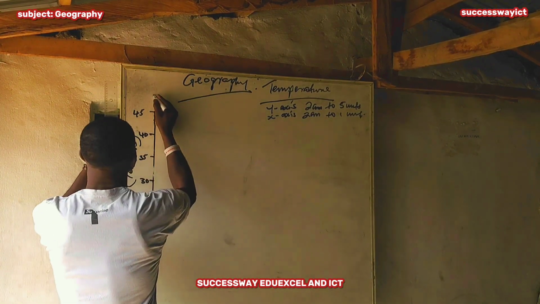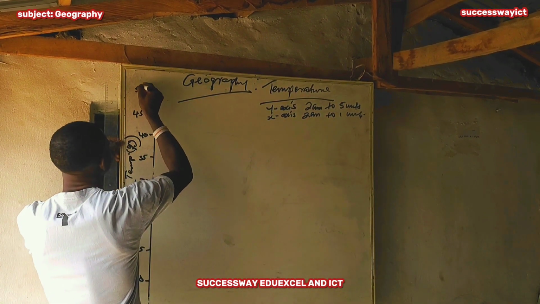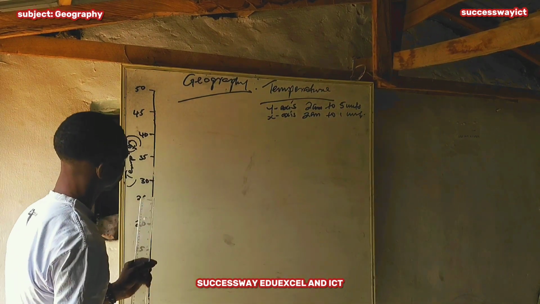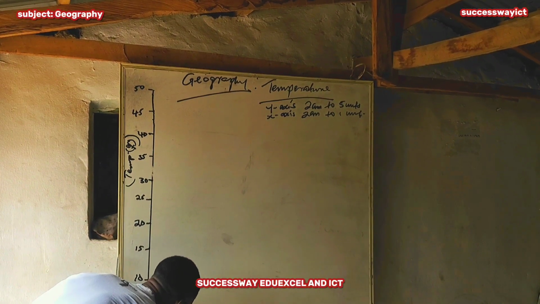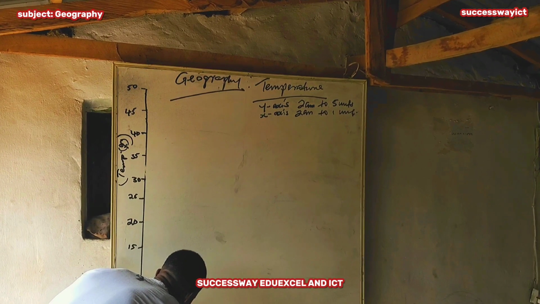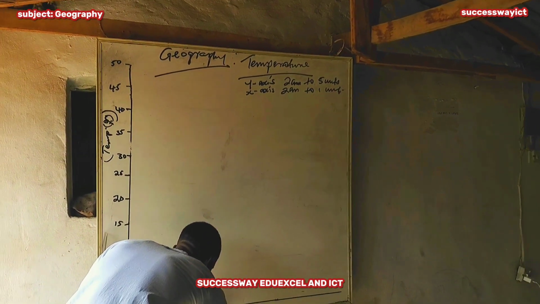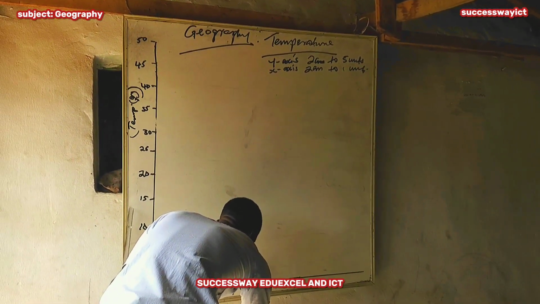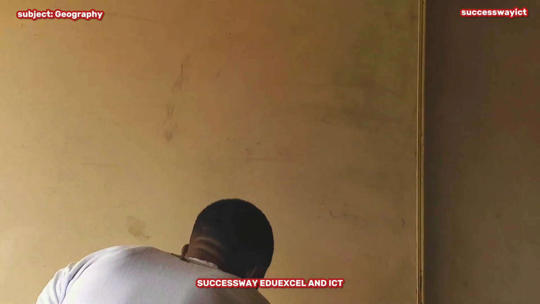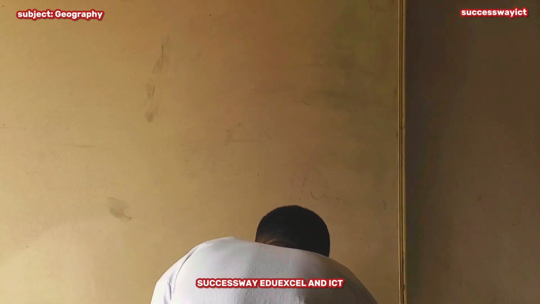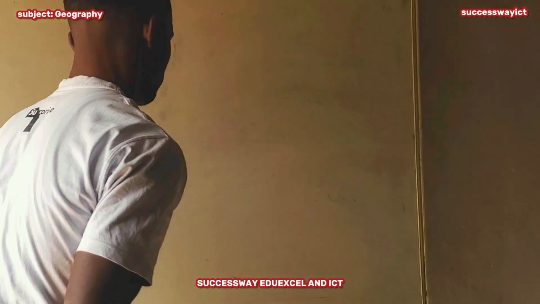We have it as 46.4, and this one will be 50. 2 centimeters here gives us January, February, March, April, May, June, July, August, September, October, November, and December.